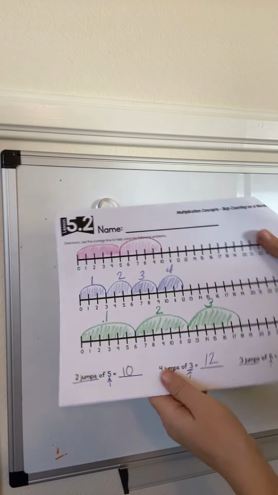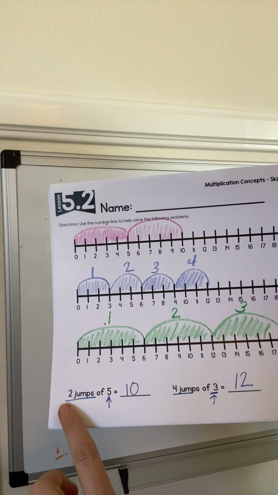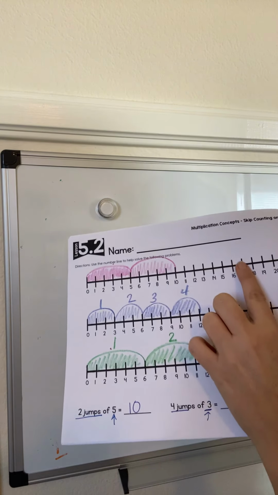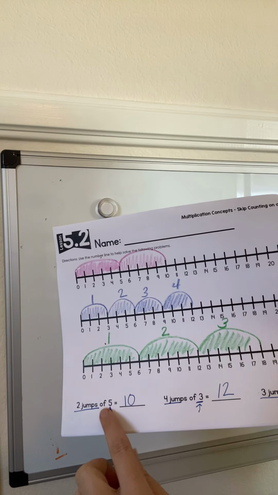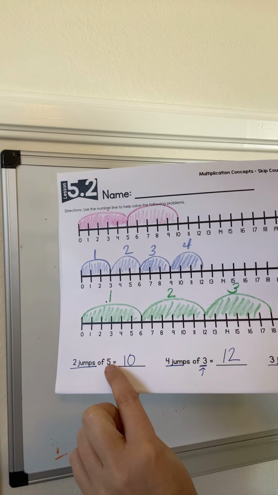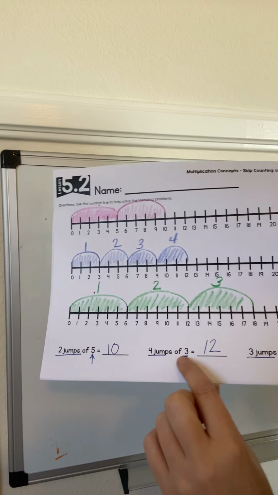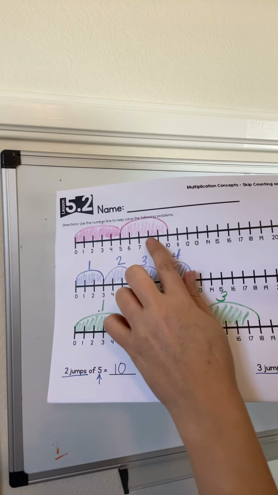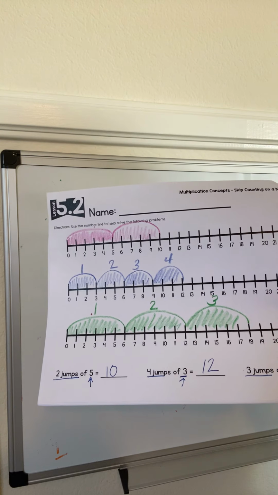So on my paper, the number of jumps is how many times I'm jumping across my number line. When it says "of" and a number, 5, 3, 6, that's how far I'm counting on my number line for my jumps each time.